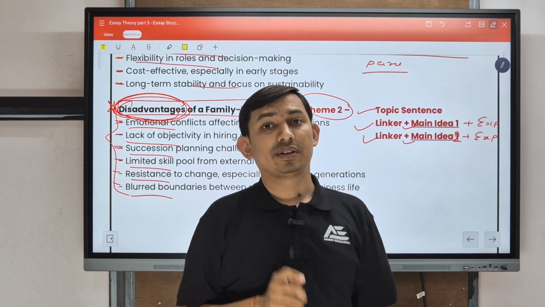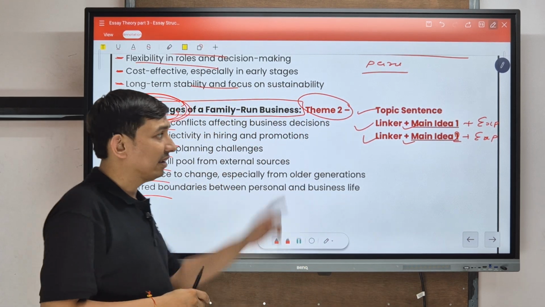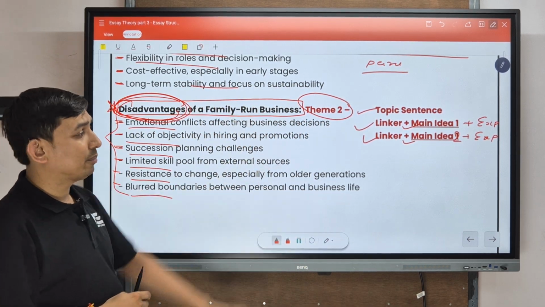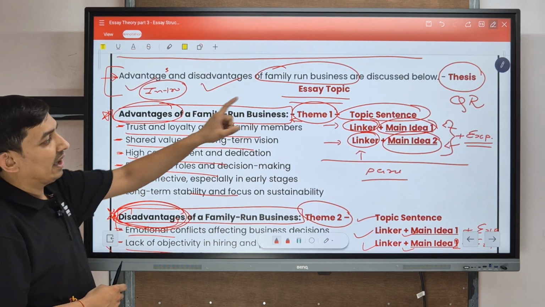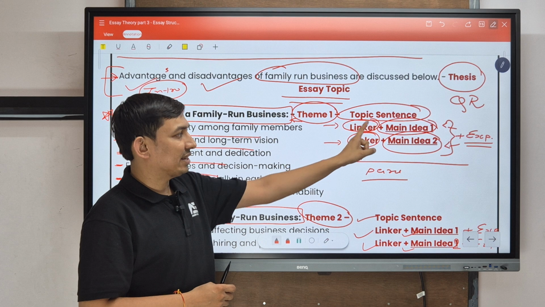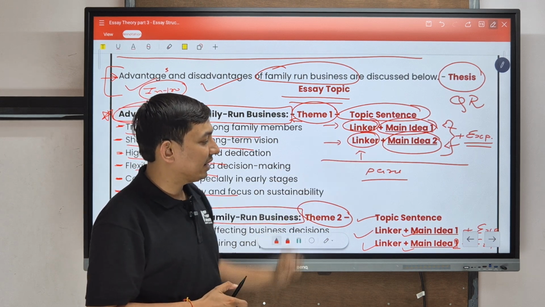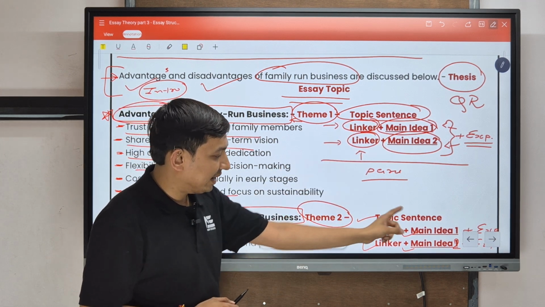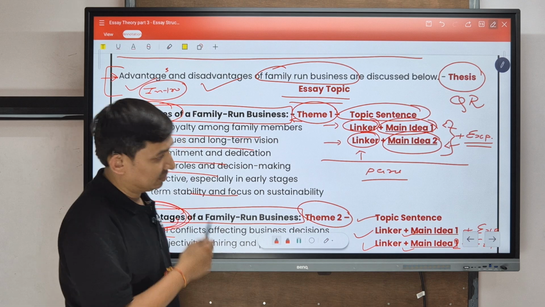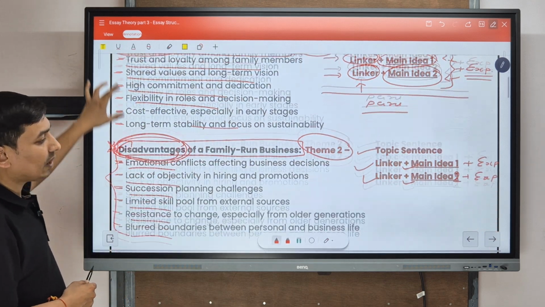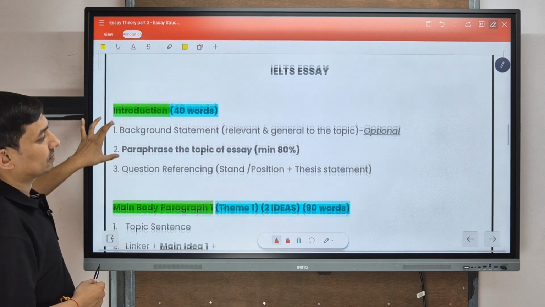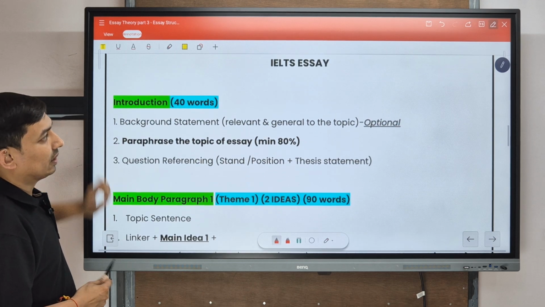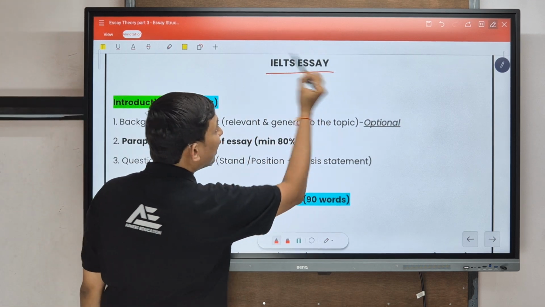Now we are going to see proper structure of formal writing. We are going to summarize it into one proper structure. Clear? You can see that we have written here essay topic. This is topic sentence, linker idea, then topic sentence, linker idea. Clear? Now let's see.